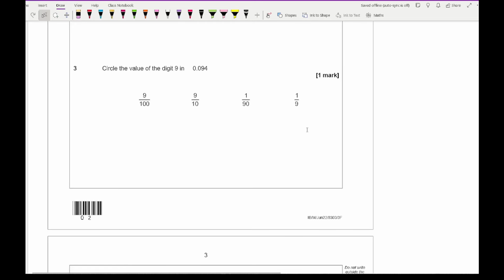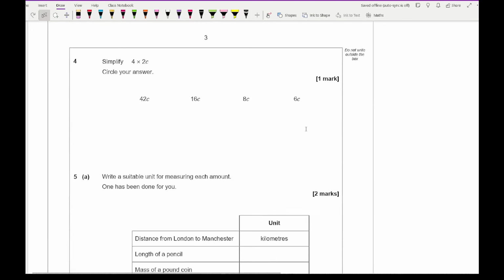For question 3, it says circle the value of the digit 9 in 0.094. And 9 is a hundredth, so it's 9 hundredths, which is our first option. Then for question 4, it says simplify 4 times 2c. And so here we multiply the numbers, so 4 times 2 is 8, so it's going to be 8c.